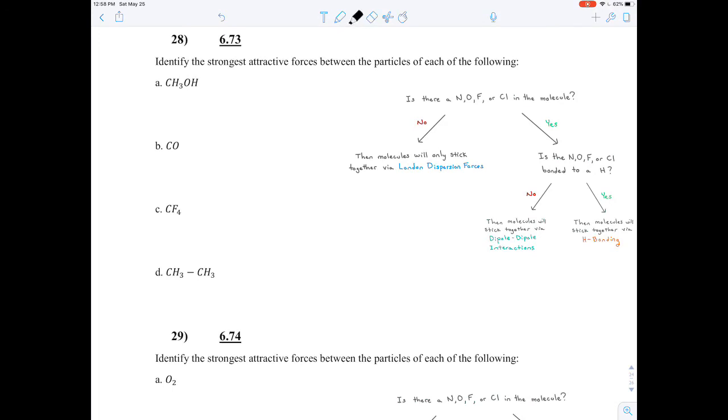So let's look at this first one. It's CH3OH. Now first, is there a nitrogen, oxygen, fluorine, or chlorine in the molecule? There is an oxygen right there. Okay, so now we're at this question. Is the nitrogen, oxygen, fluorine, or chlorine bonded to hydrogen? And we can see that it is. So, between molecules of these, the strongest intermolecular force would be hydrogen bonding.